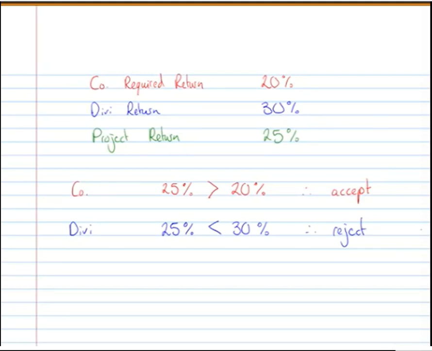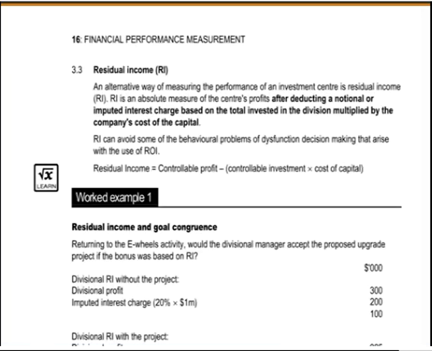That is why we'd say that this is a non-goal congruent decision. The divisional manager is acting in the best interest of the division, but not in the best interest of the company as a whole. So if return on investment can result in non-goal congruent decisions being taken, then perhaps we need an alternative.